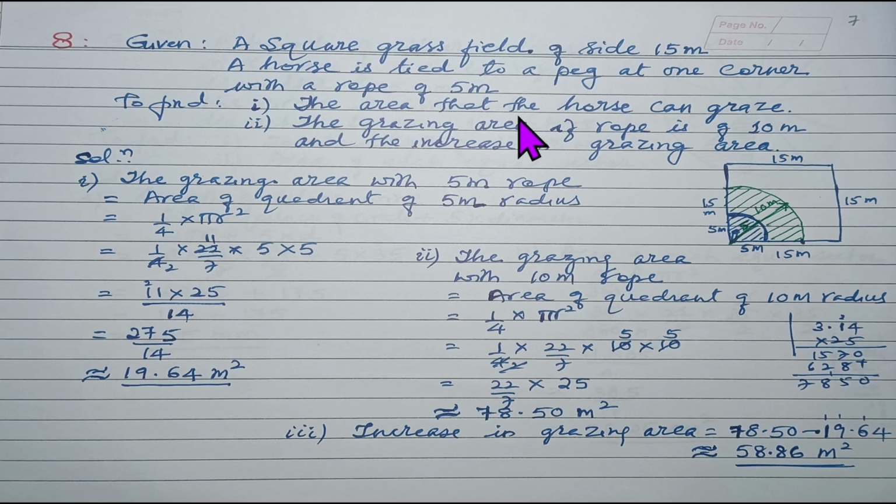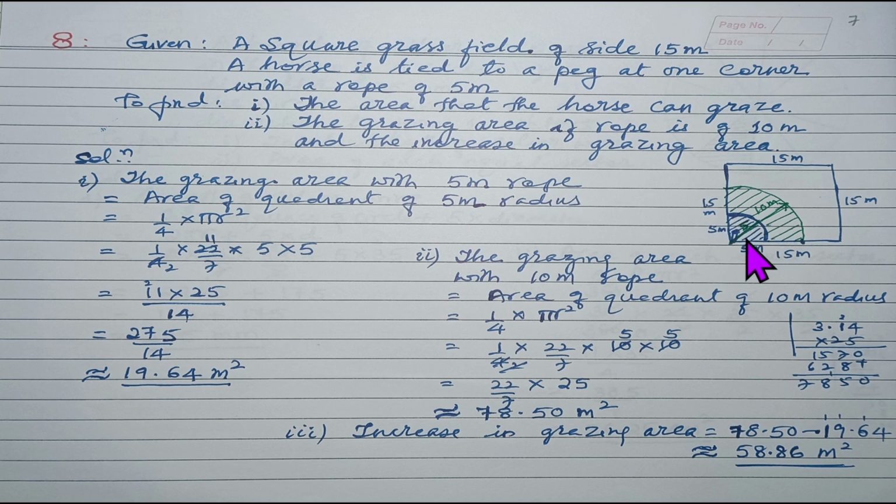And we have to find the area that the horse can graze, and also the grazing area if the rope is increased to 10 meters, and also what is the increase in grazing area. So let us go one by one. Let us take the grazing area with the 5 meters rope first.